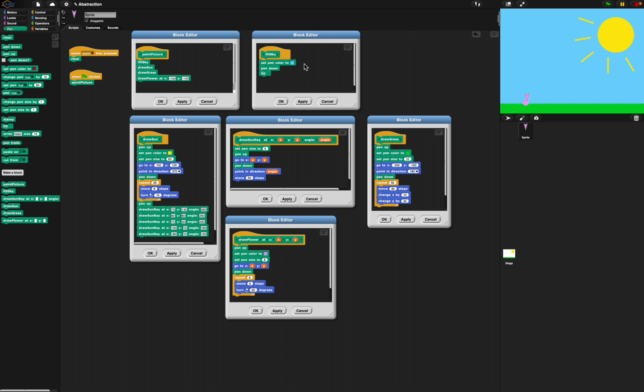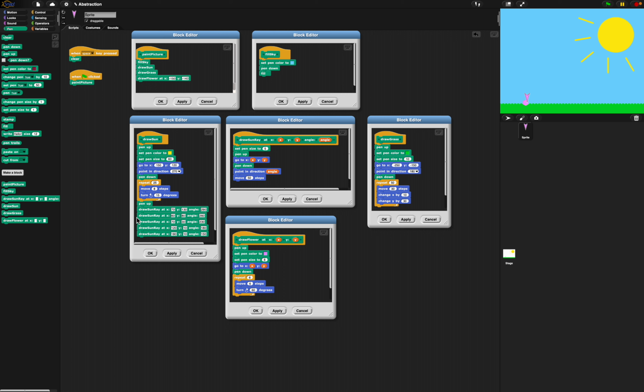The fill sky function sets the pen color to blue, and then it's going to fill the whole screen with blue. The second function is draw sun. Here we're going to set our pen color to yellow, our pen size to 60 units, and then go to these coordinates right here, 150 by 120, and then point at 270 degrees.